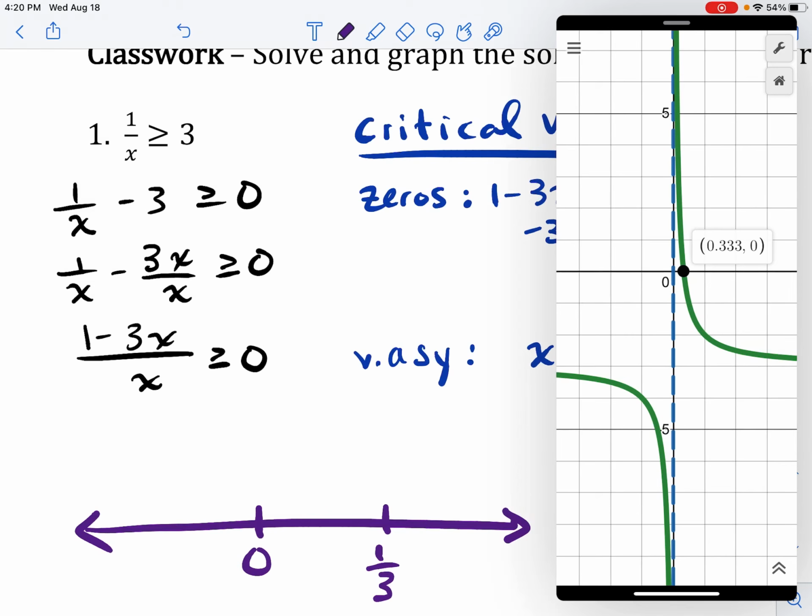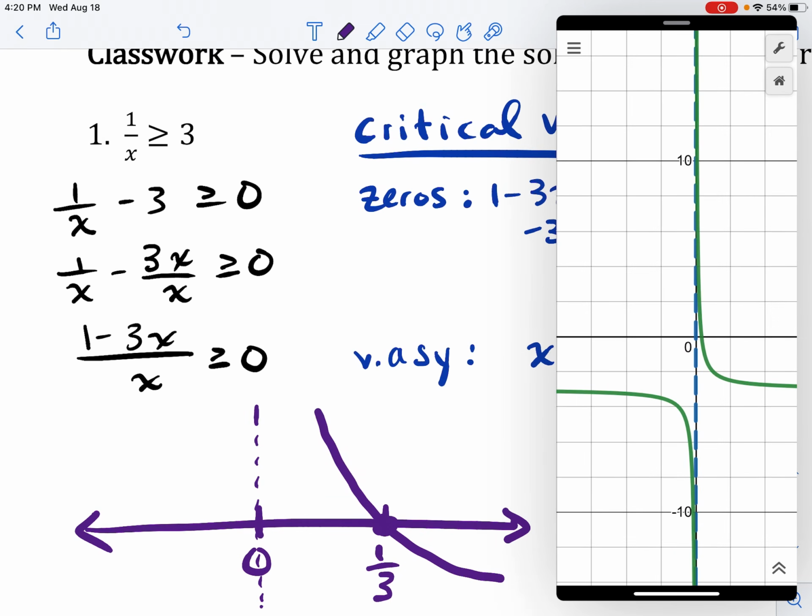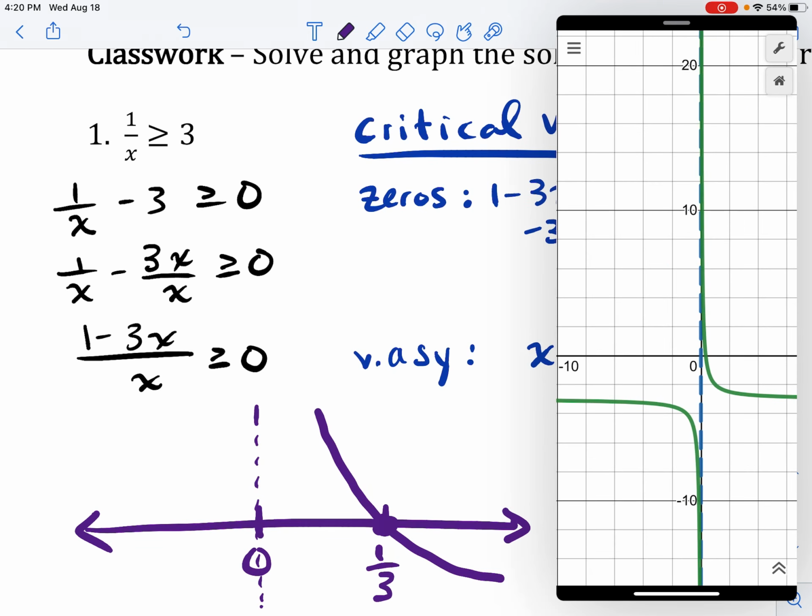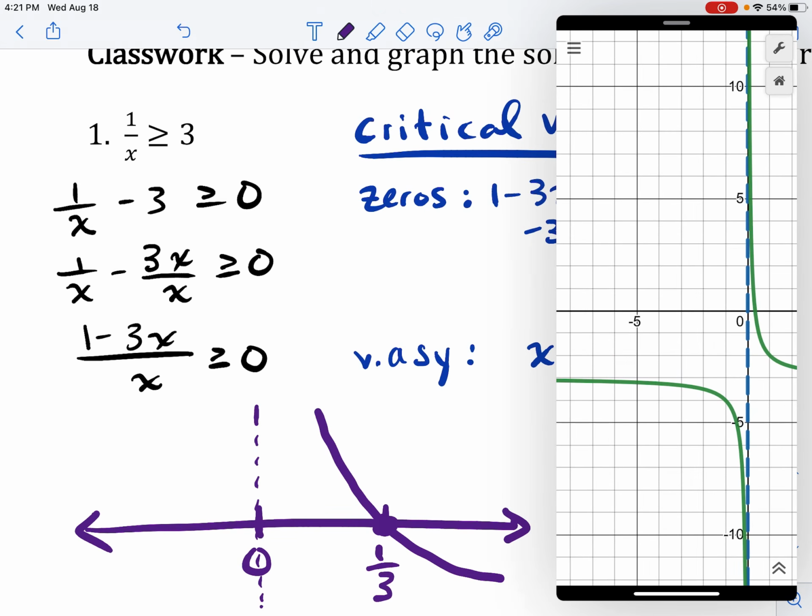So what are we seeing here? We're seeing first off, there is a vertical asymptote at x is equal to 0. We know that. And we know that our graph is crossing the x-axis at positive 1/3. We see that everything on both sides after that, so everything greater than 1/3 is going to be negative. Everything beyond 0 going towards the negative infinity is going to be negative. So the only place where my function right now is greater than or equal to 0 is here.